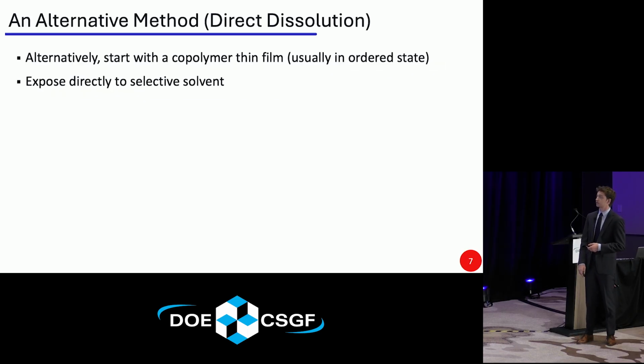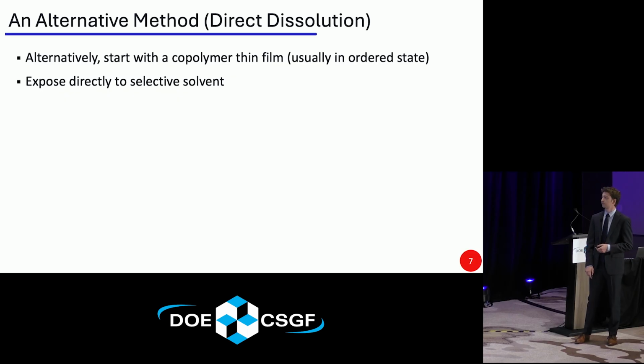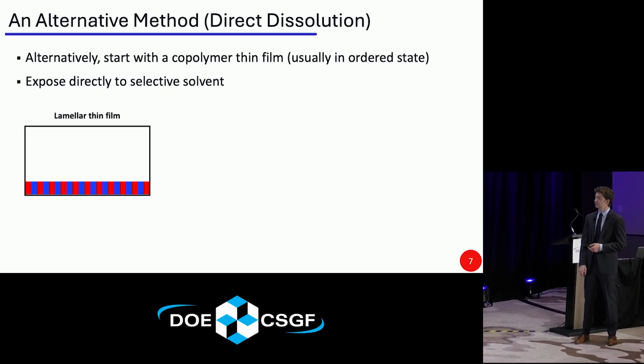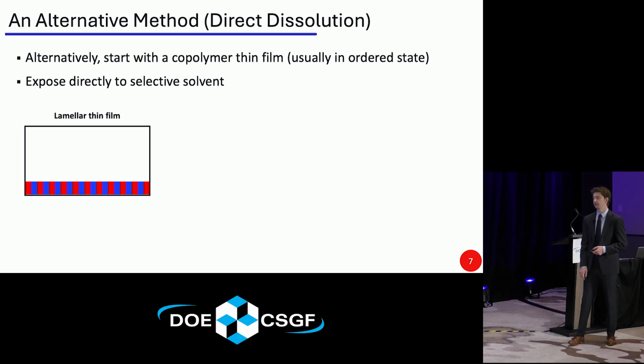And that is through this alternative method, which we call the direct dissolution method. And so basically the difference here is we're starting from a different starting point. Instead of starting with a solution of block copolymers in a co-solvent, we just start from a block copolymer in the melt state. And generally it will already be in its microphase separated state, which will be, in the case of a nearly symmetric block copolymer, a lamellar thin film.